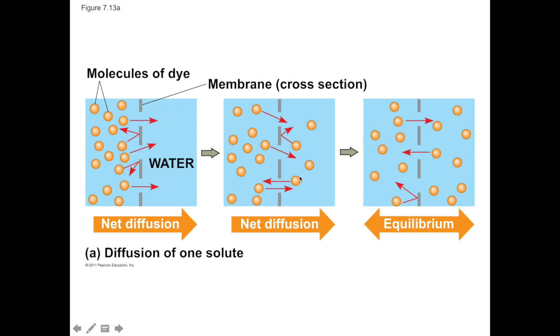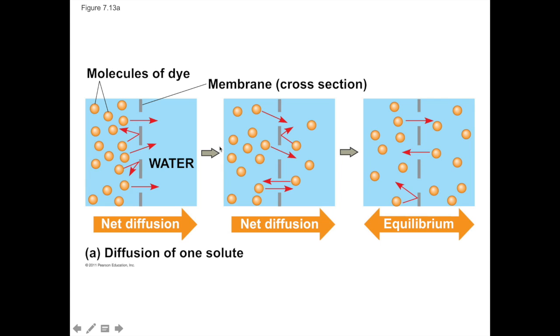So here we've got a semi-permeable membrane. There's water on both sides, and say we've got these molecules of dye or tea or something like that that can move across the membrane. Because there's a higher concentration over here than there is on the right side, they're going to start to diffuse across that membrane. And the net diffusion is going to be from left to right.